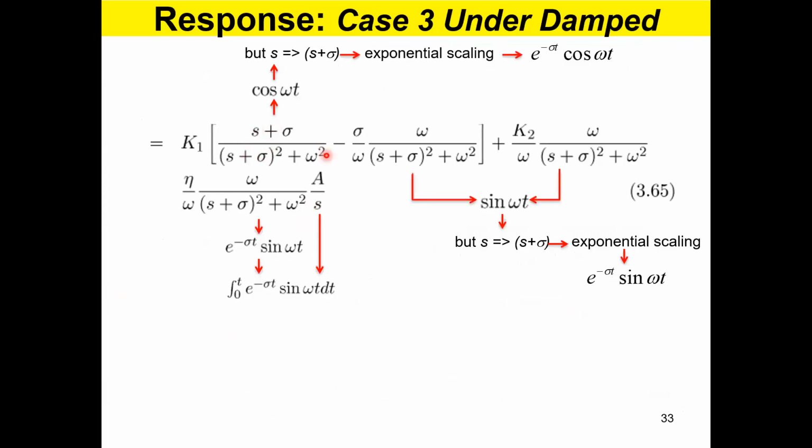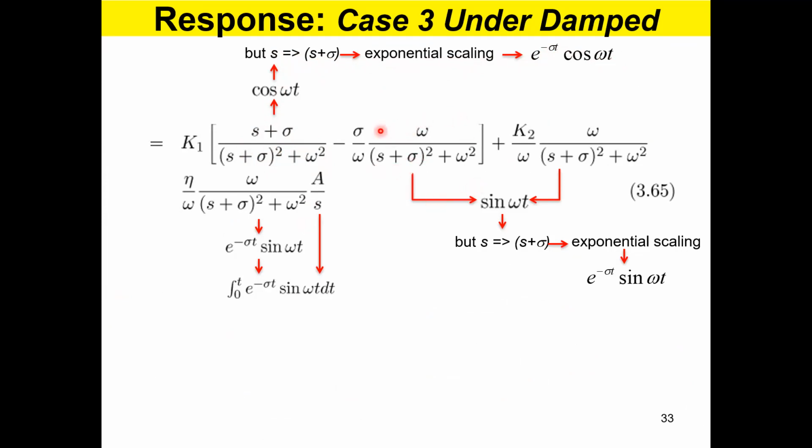Right, so this term is actually cos omega t, but S always comes with plus sigma. Therefore it is an exponentially scaled function in time, which is e to the minus sigma t in time domain. Right, just that.